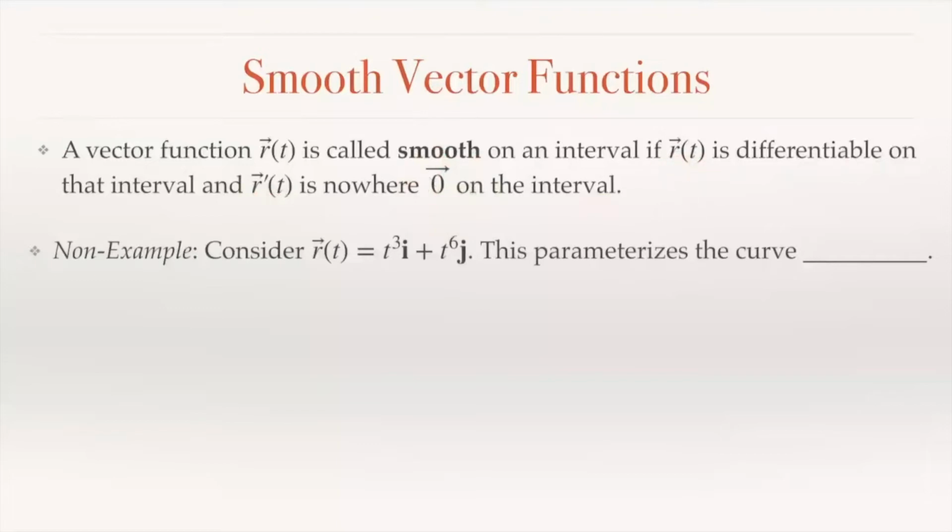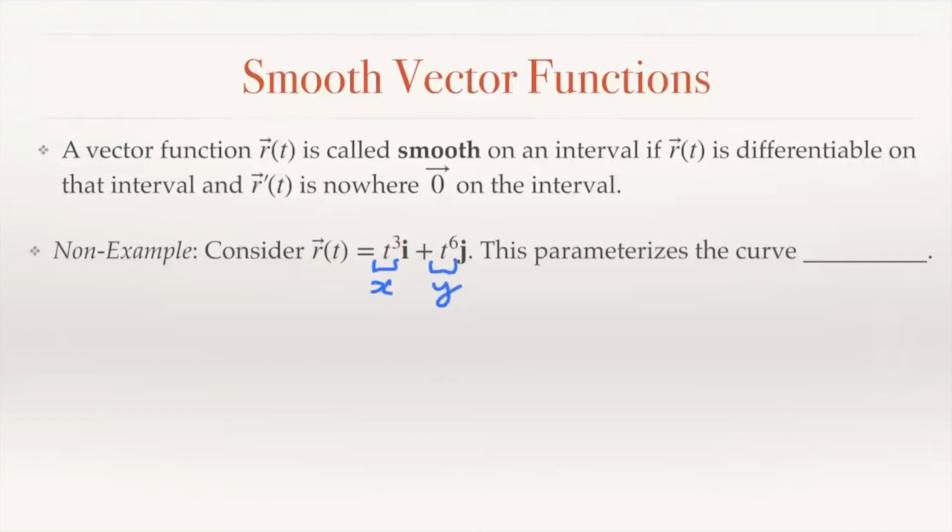So here's a non-example. By non-example, we mean something that is not smooth. So consider r of t equals t cubed i plus t to the 6 j. First, what does that parameterize? What does the curve look like? So this is, as in chapter 14.1, that's the x-coordinate, that's the y-coordinate. Can we find a relationship between them?